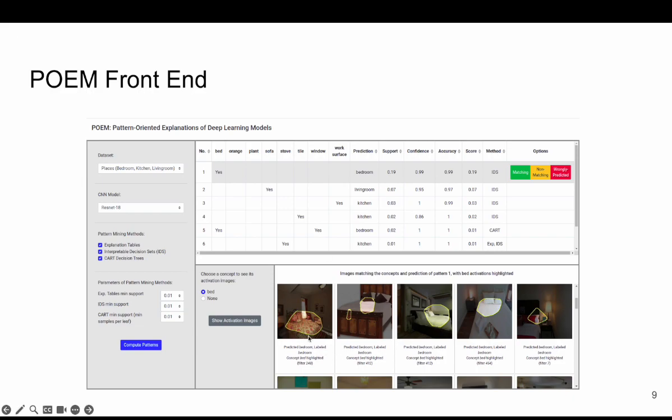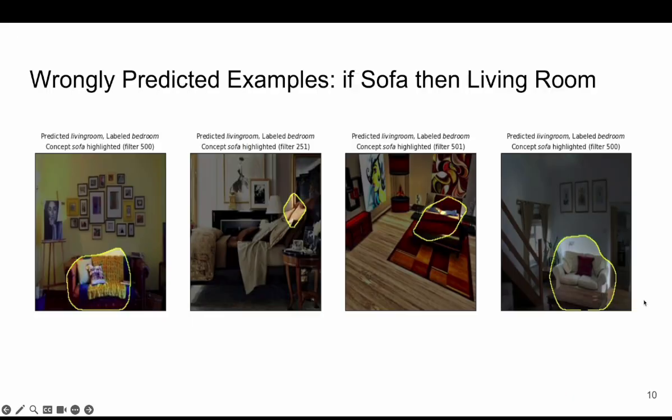So at the bottom of this illustration, we show the matching images for the first rule. So those images contain beds and were predicted as bedrooms, with the areas corresponding to beds highlighted. Finally, let me give you some examples of how we could use non-matching or wrongly predicted examples to identify model weaknesses and potential data quality problems in the target dataset.